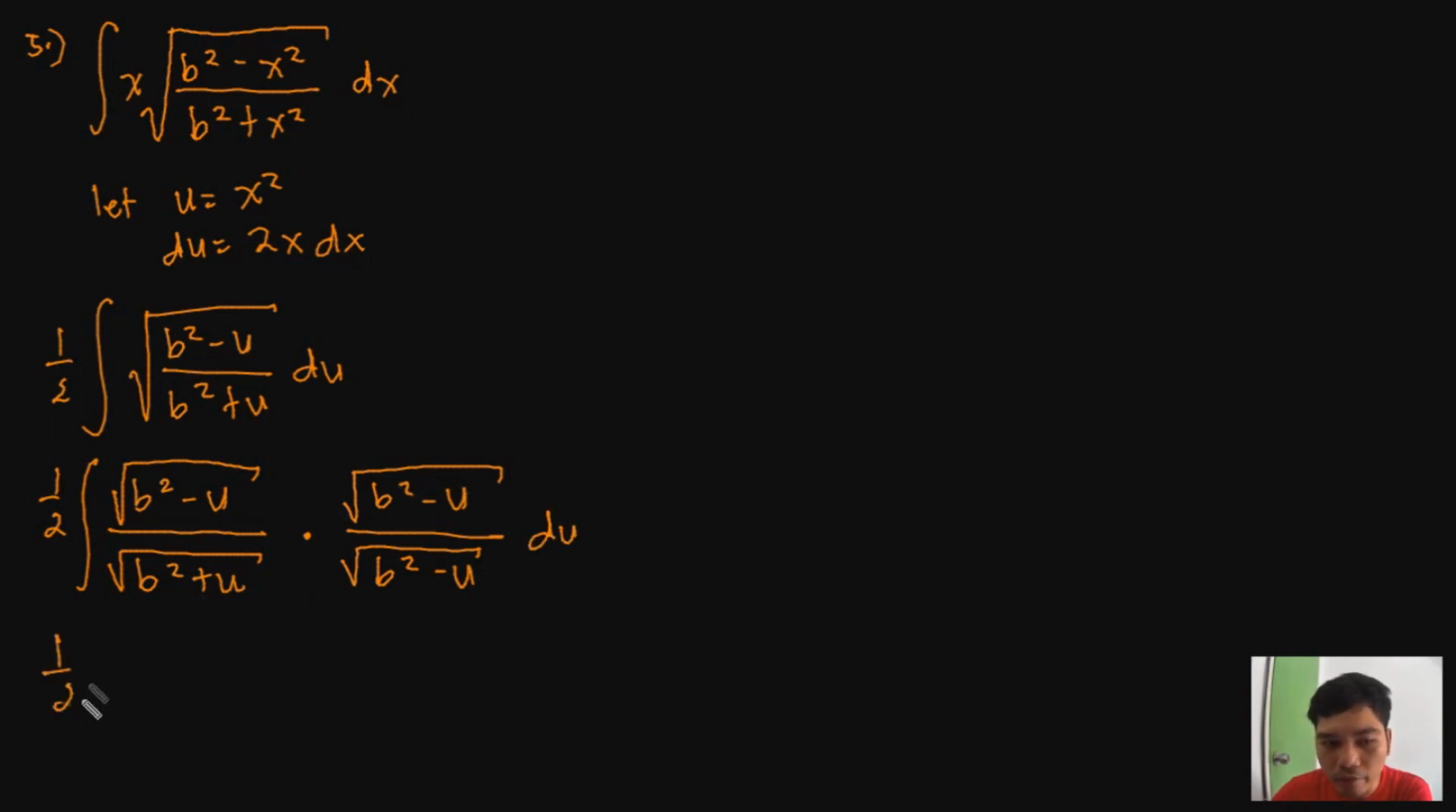So that is 1/2, and then the integral of, this one is b squared minus u na lang kasi makakancel out yung ating sign dito, radical sign. And then this becomes b squared minus u, b to the fourth. That is b to the fourth minus u squared, and then meron pa tayong radical sign for this. Okay? So, I hope malinaw yung redefining na process na yun.